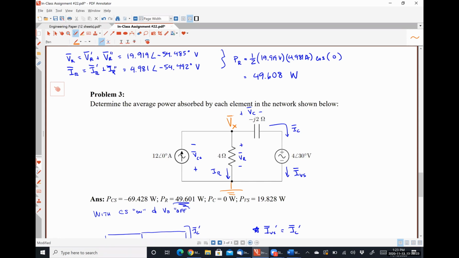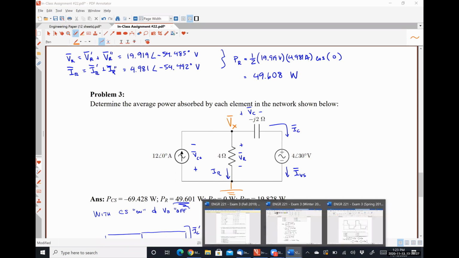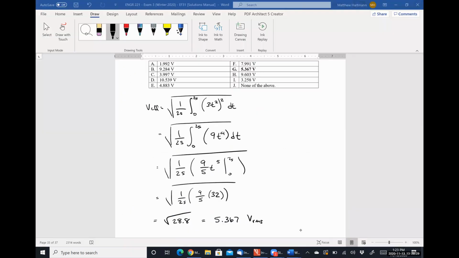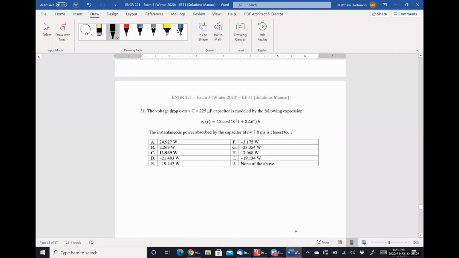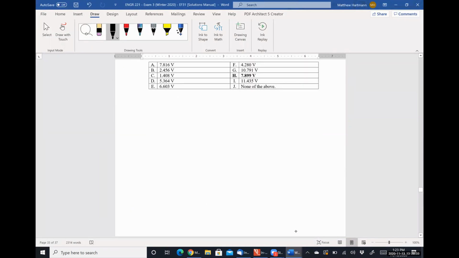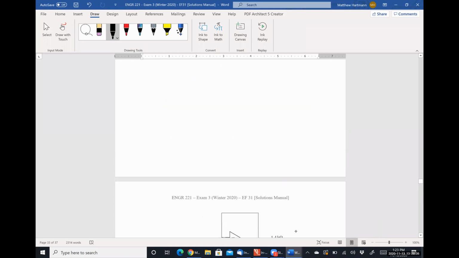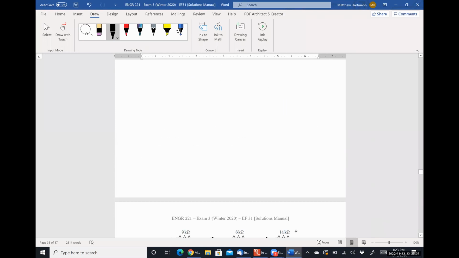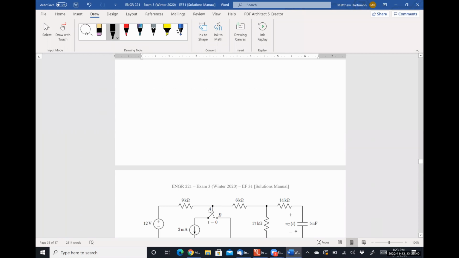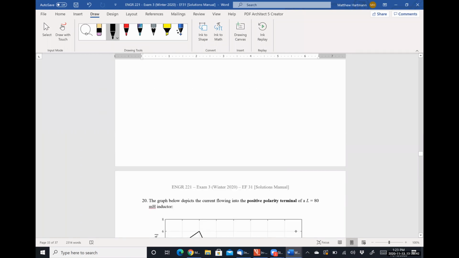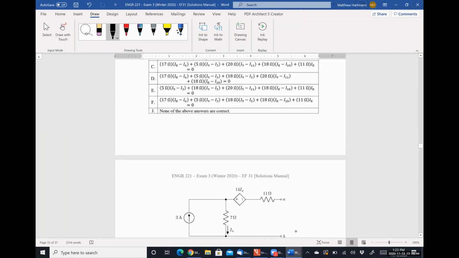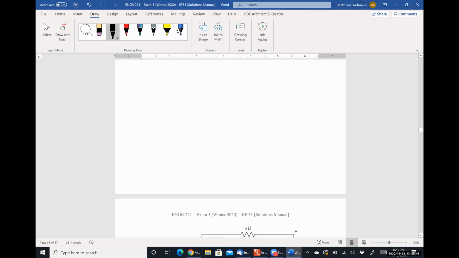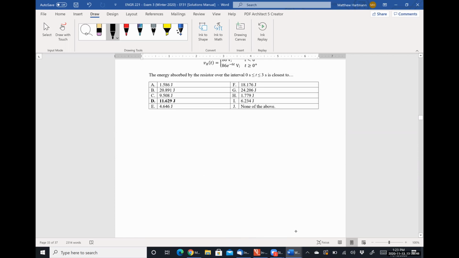Do Winter 2019, problem number 9. And after that, I'd like to do a couple problems that differentiate finding power factor when it's absorbing versus when it's supplying power, and also the inherent reactive power.